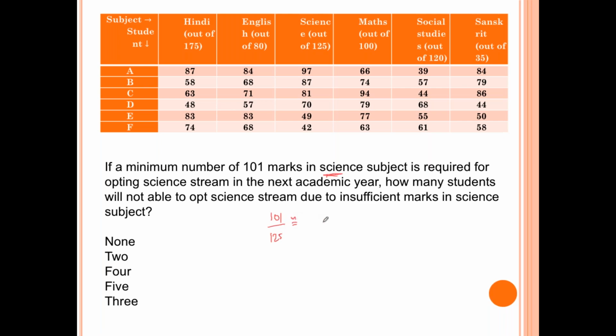It is slightly higher than 80%, but not higher than 81%, right? Because 100 by 125 is your 80%. 101.25 divided by 125 is your 81%, right? So how many students are not able to opt science? So these three will be able to opt, and these three will not be able to opt science. So answer should be 3.